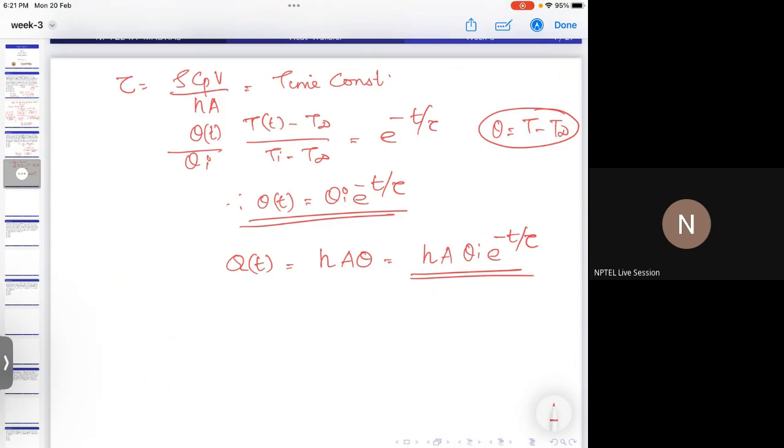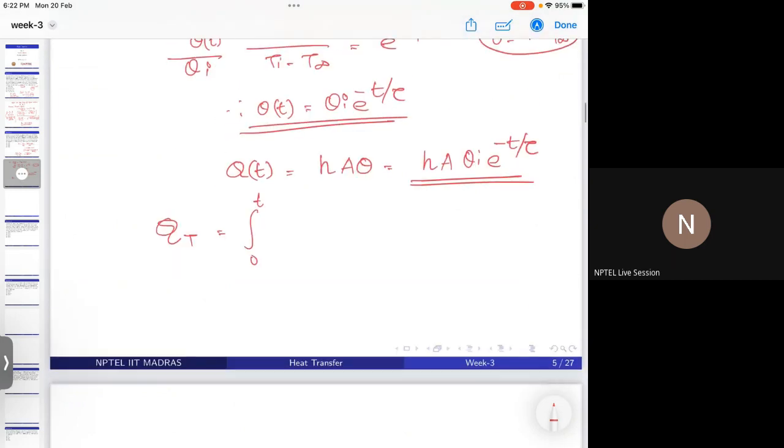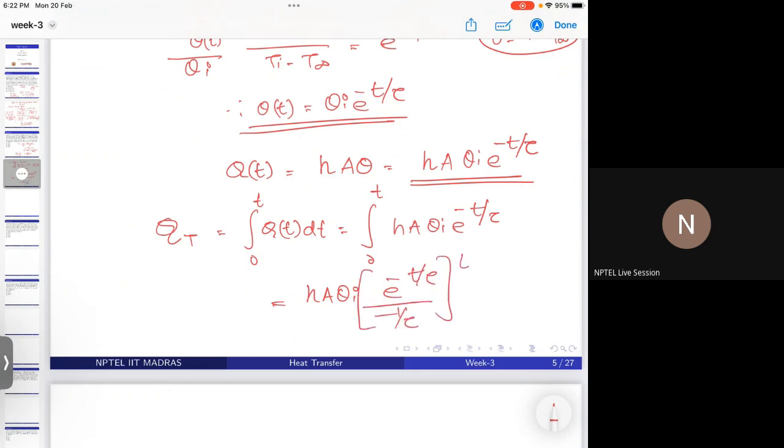So if we want to get the heat transfer over a time period, what we need to do? We have to integrate, right? So the total heat transfer from 0 to a particular time t, that is integral 0 to t q dt, which is equal to integral 0 to t h a theta I e raised to minus T by tau. Okay, so if you integrate this, theta I is a constant, e raised to minus T by tau divided by minus 1 by tau from t to 0.